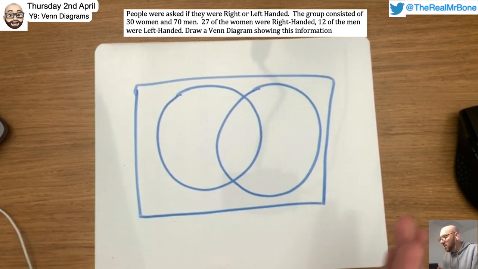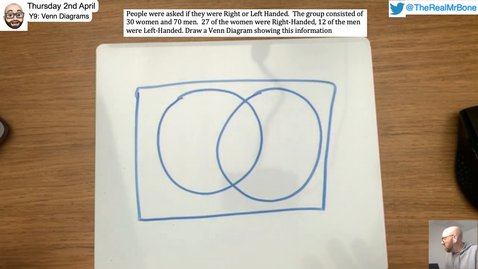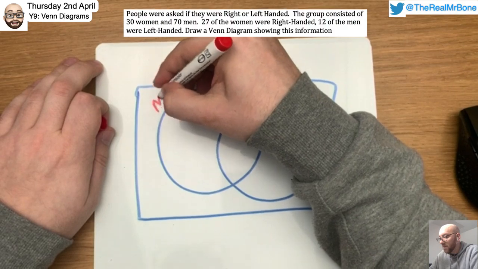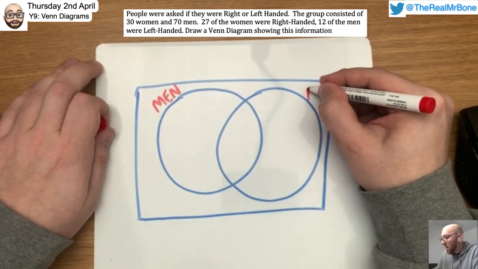Right, so here's our two circles that overlap. There must be an overlap in there because we could get them in both groups. And we're going to put over here, so these are going to be the men. And over here, these are going to be, I'll put RH.